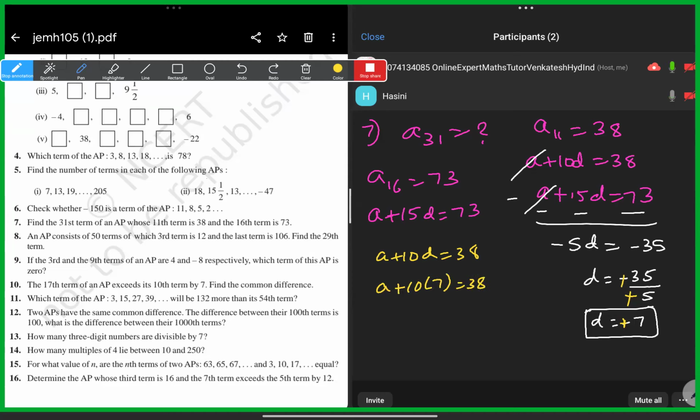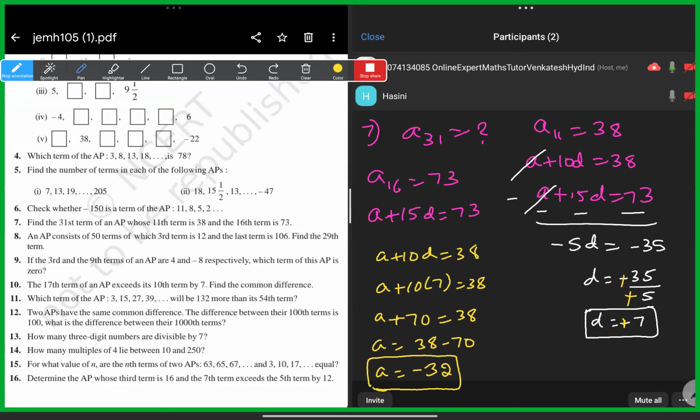Any doubt, Hasni? No, sir. A plus 70 is equal to 38. A is equal to 38 minus 70. So A is equal to minus 32. Any doubt, Hasni? No, sir.